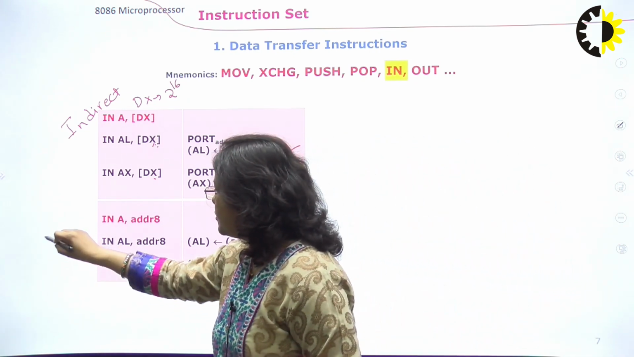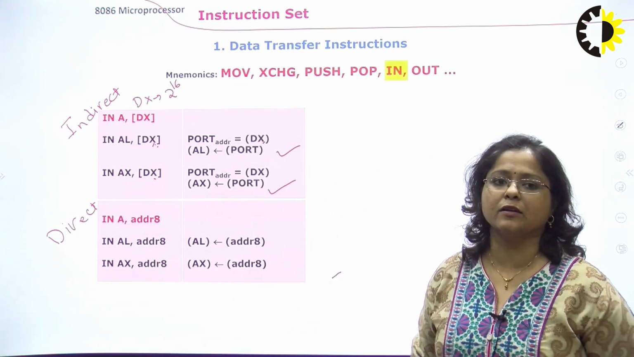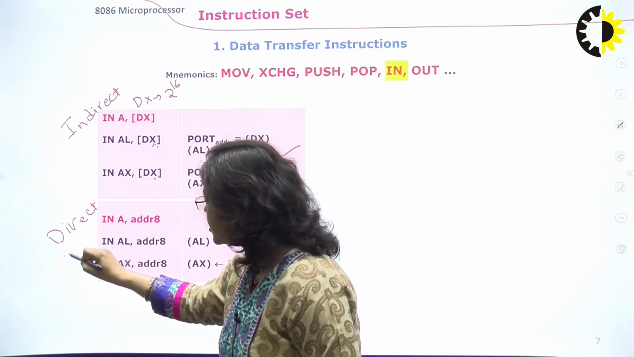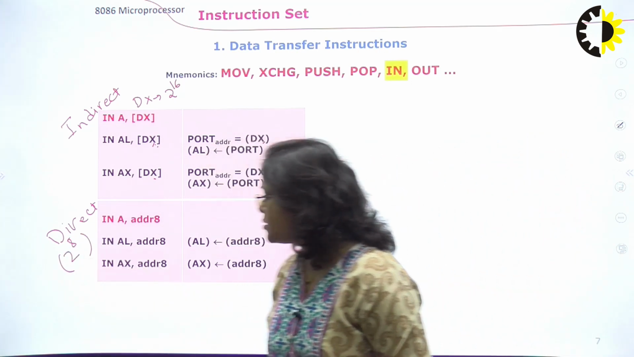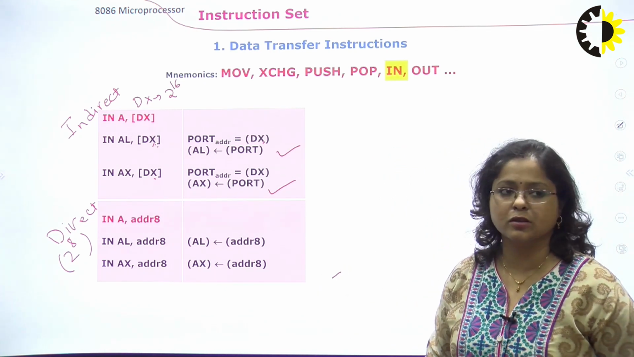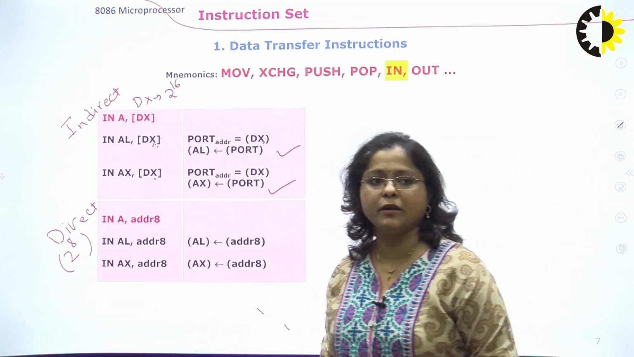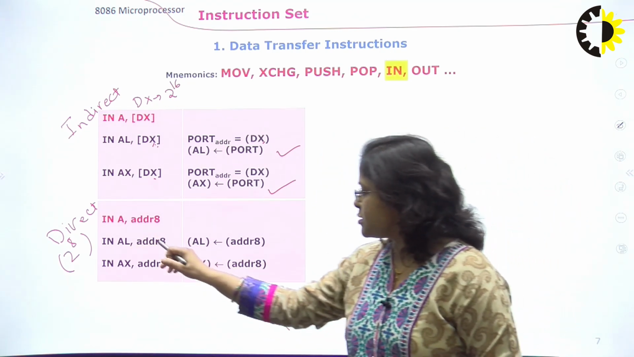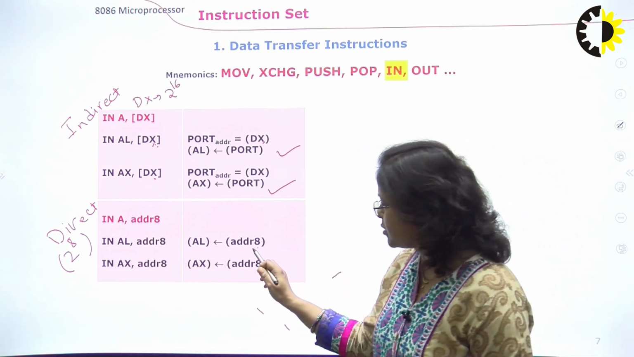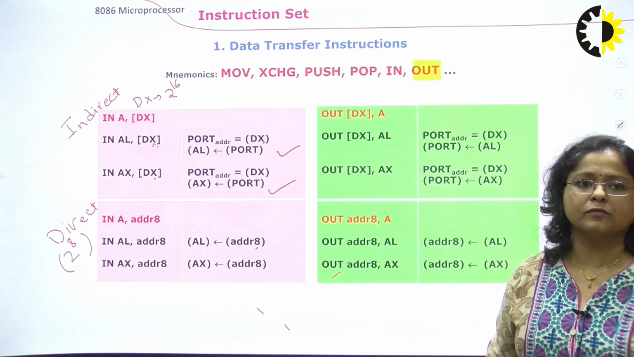If we talk about direct IO addressing, then the 8-bit address is directly specified in the instruction. So in case of direct, only 2 to the power 8 IOs can be accessed, whereas in case of indirect, 2 to the power 16 IOs can be accessed through the instruction. So in case of direct addressing, IN A, address means this is the 8-bit address which is directly specified in the instruction and the value of this address is copied to the AL or AX registers.